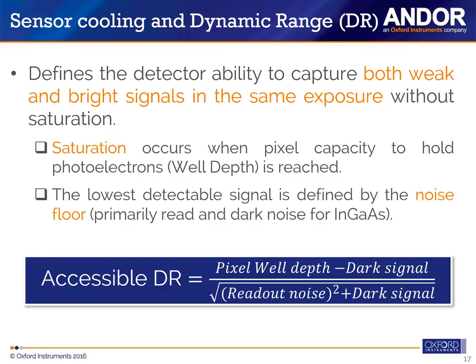On the other side of the well depth is the lowest detectable signal you can get, and that's defined by the noise floor. Typically the accessible dynamic range of an InGaAs sensor or InGaAs camera is defined by this equation, taking into account the read noise floor, just the read noise and the dark signal.